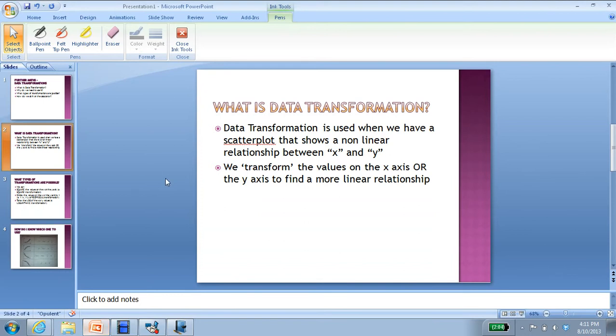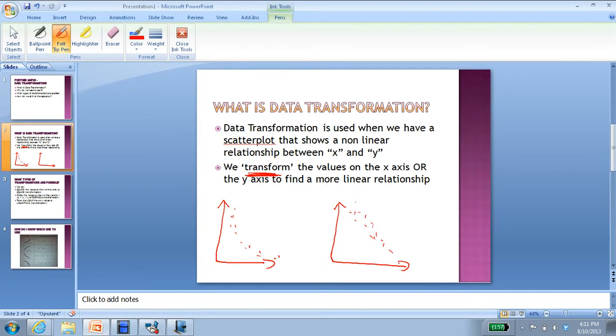So what we're going to do is what's called transform the values on the x-axis or the y-axis, and what we're looking for is to go from a relationship where the points are curved to a relationship where the points may become more of a straight line. Not a perfect straight line, but they'll become more linear. And therefore, we've transformed either the x or the y-axis, and we've got a relationship that's more linear.